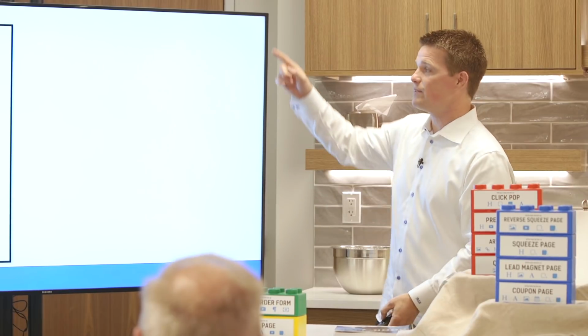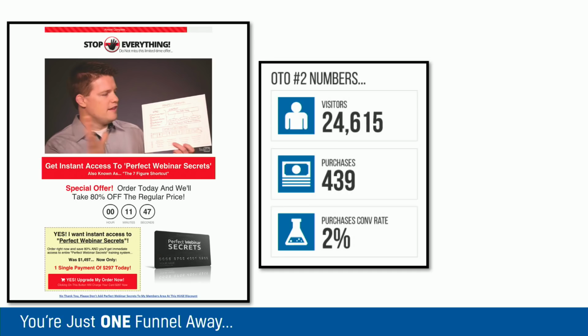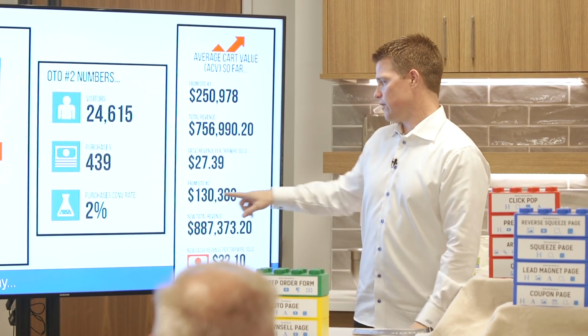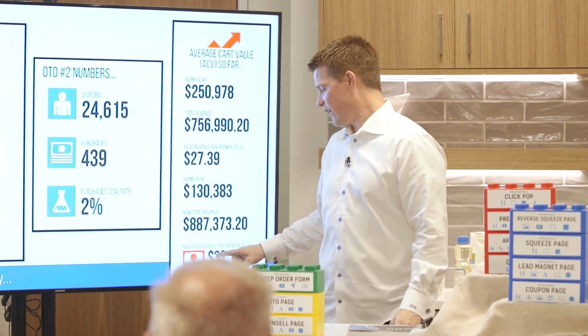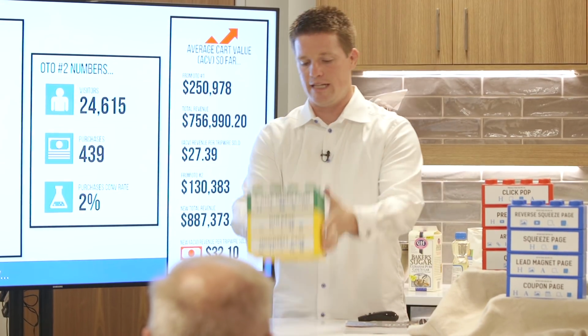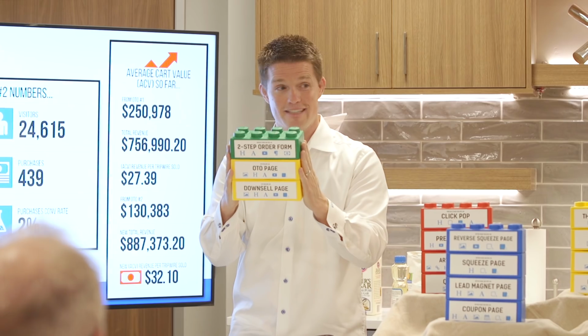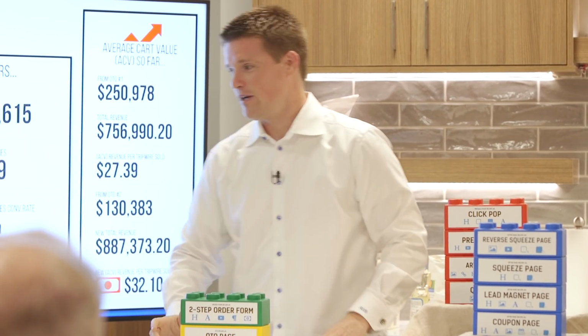Then we transition now to upsell number 2. Same kind of thing. Only 2% of people bought it. Oh, it's kind of a bummer. But the nice thing about that, 2% of those people is 439 people who bought the next thing, which equaled an additional $130,000 in cash. So now my average cart value on this one was up to $32.10. I can now spend $32.10 and still break even. You guys getting this? All right. This is pretty cool, right?